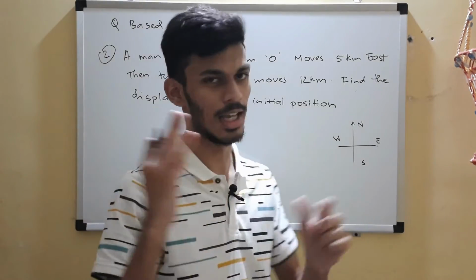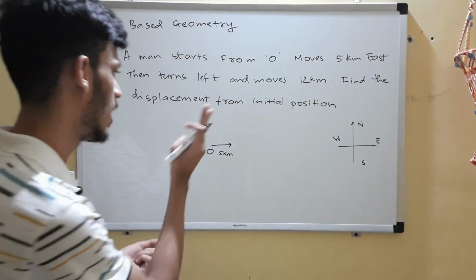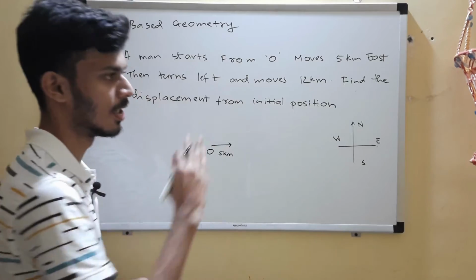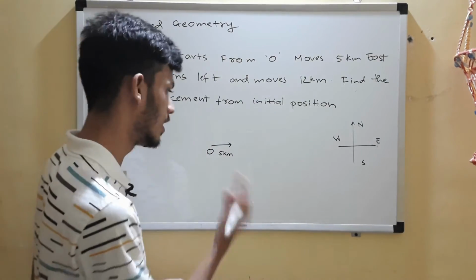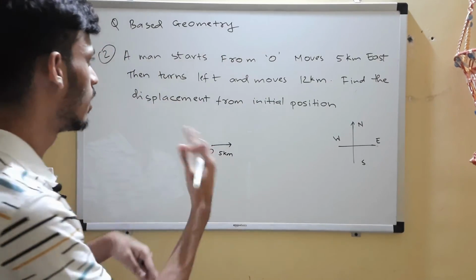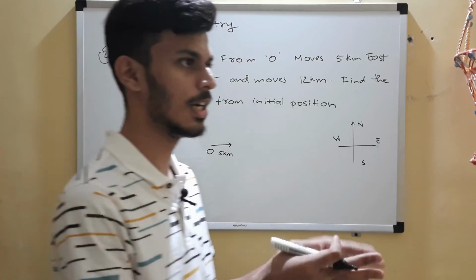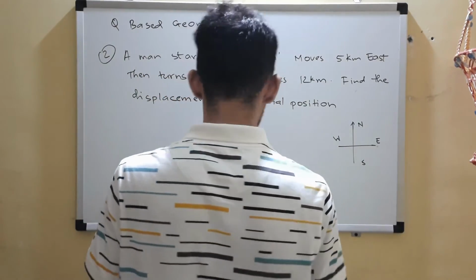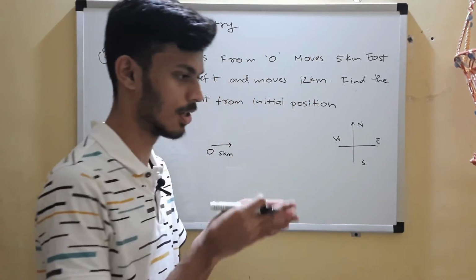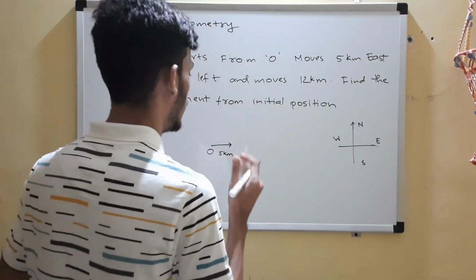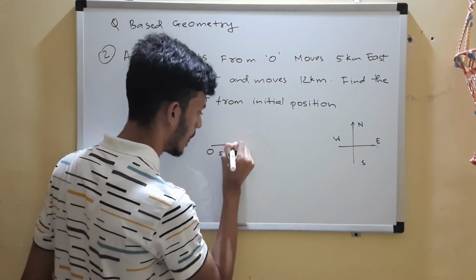Now, as long as it's not mentioned that it turns up to a certain angle, you consider it turns 90 degrees, a sharp turn, right? Turns left. How will you turn left? Somebody tells you to turn left, you turn completely, right? Turn left. So from here, turn left, right? So 90 degrees.